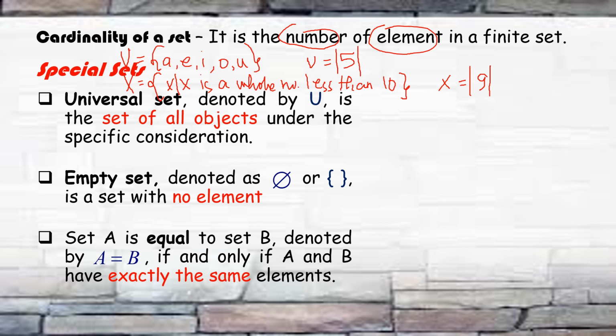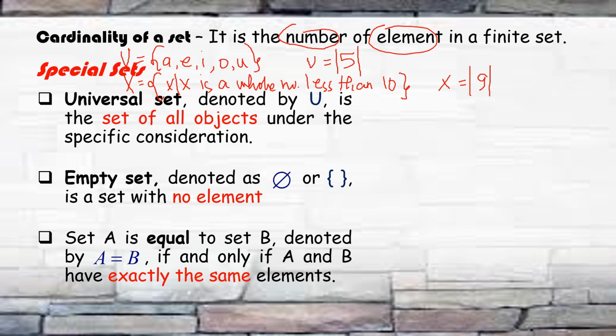Nakita naman yung red pen, sabi, set of all objects. Kung ano ang laman ng lahat ng set na yon, kaya nga siya tinawag na universal. So, that is considered as universal set.